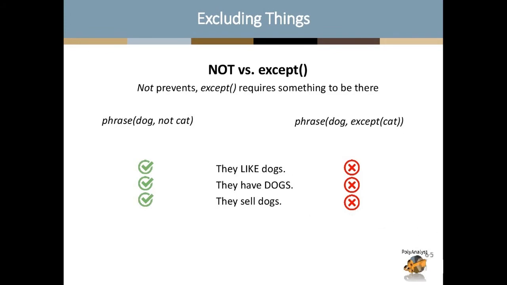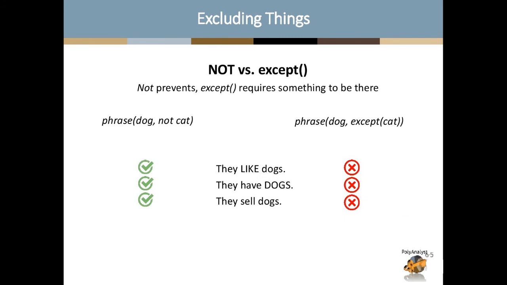Here's an interesting scenario. What if I have phrase dog, not cat? This will be matched because none of these dogs are followed by the word cat. These will all be matched by this query. What about phrase dog except cat? It's very similar, and you might think they're the same, but in fact they're not. In this case, none of these queries will be matched because except requires something to be matched.